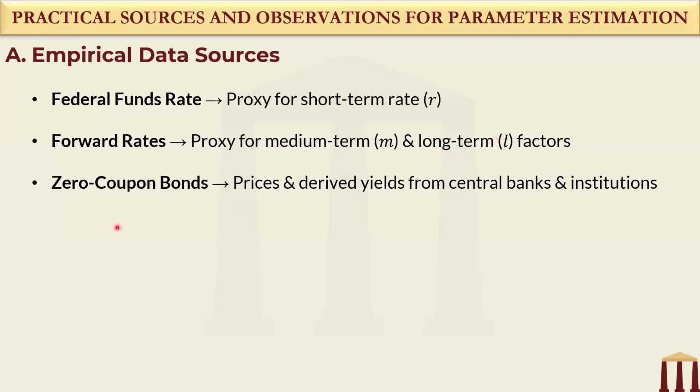And then we are also bringing in data from zero coupon bonds, particularly their prices and the yields we can derive from them. These are super useful, of course, because they let us observe interest rate behavior across a wide range of maturities. And usually you will pull this data from reliable, trusted sources, like central banks or large financial institutions.